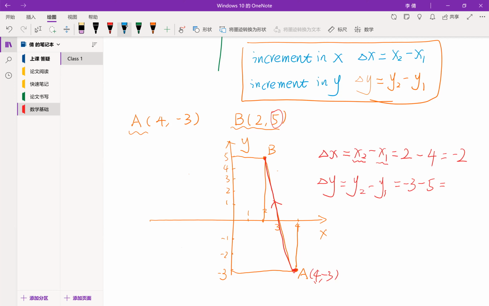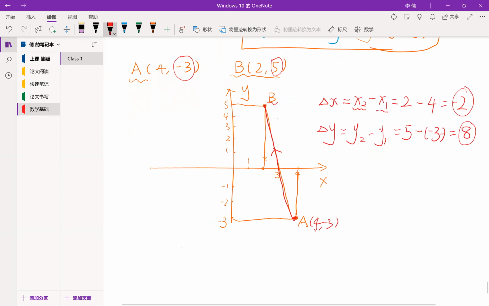The increment in y is delta y, equal to y2 minus y1. Wait a moment, the y2 is 5, right? The y2 is the ending point B, this is 5, and we use 5 minus y1, and the y1 is -3. So we use 5 minus -3, which is equal to 8. So the increment in x is equal to -2, and the increment in y is equal to 8. Okay, this is the first example.